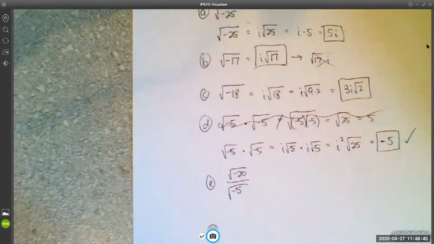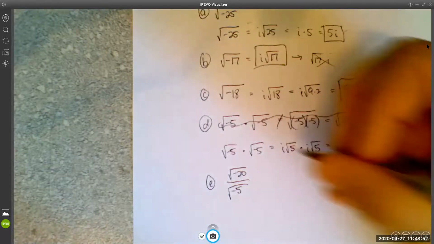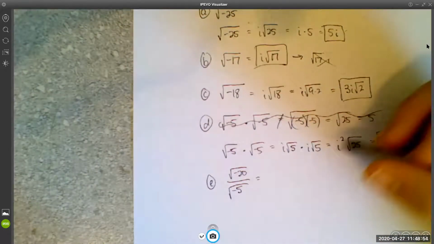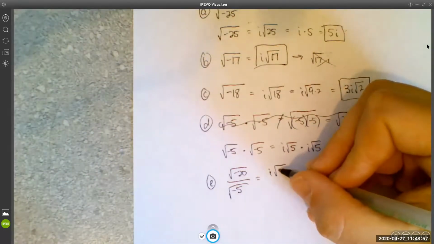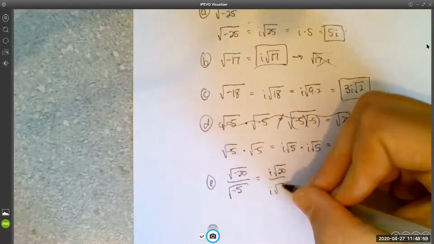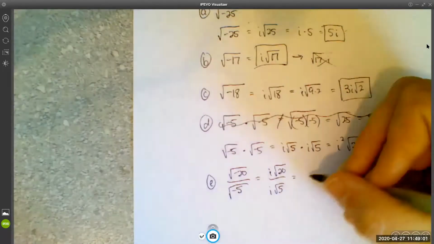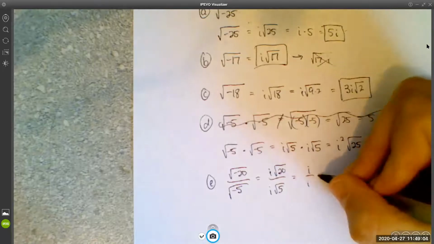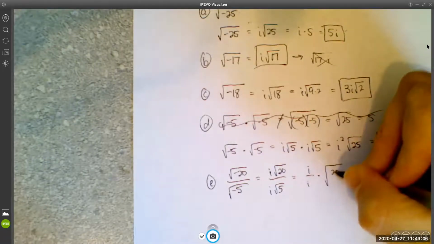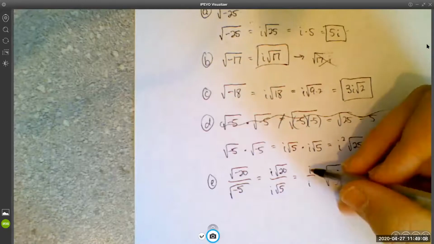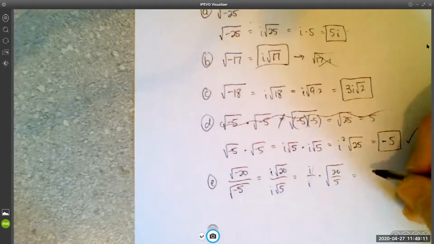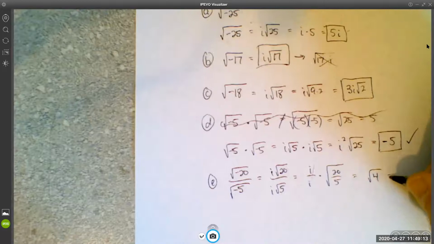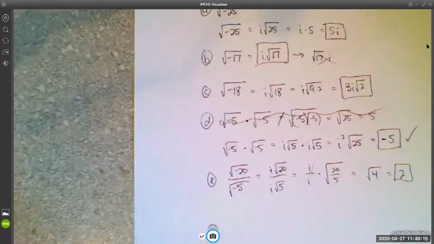Well, no, actually, you do get... Well, that's kind of interesting. See, and here I am surprising myself. But you do get positive 2, don't you? This would still be i divided by i times square root of 20 over 5. Yeah, because i divided by i should just be 1. Well, there you go. Here I am looking pretty foolish. But yeah, you do get positive 2 still. Anyway, but that's how that one works.